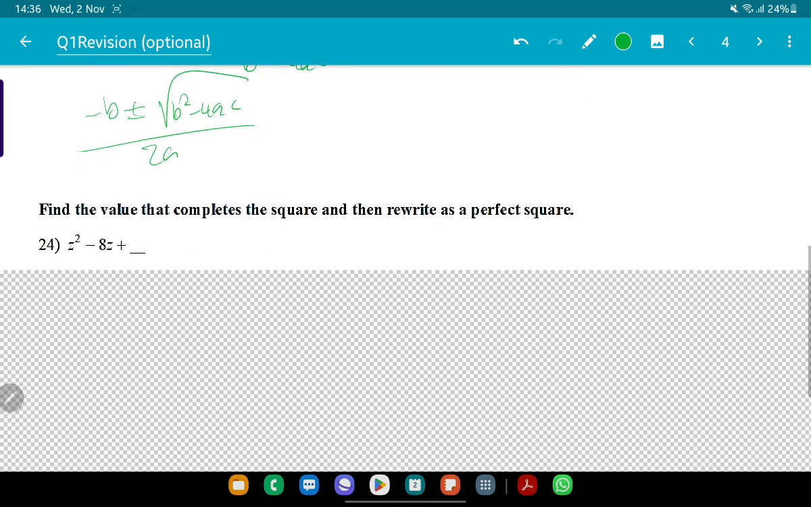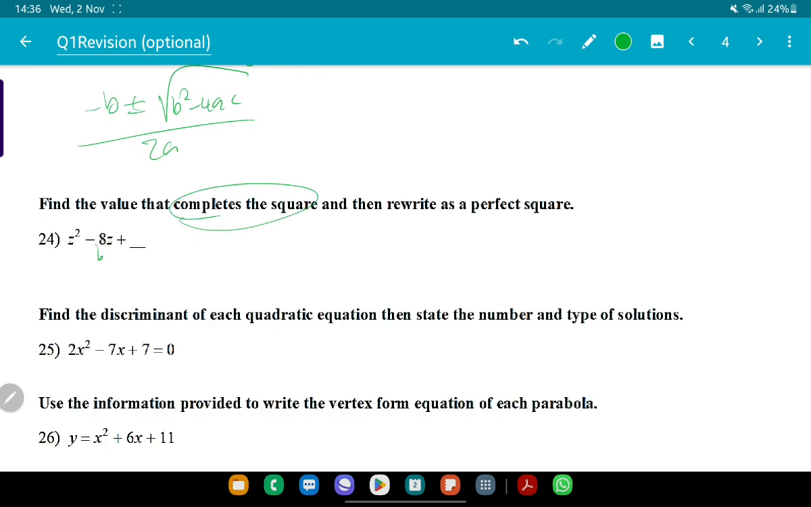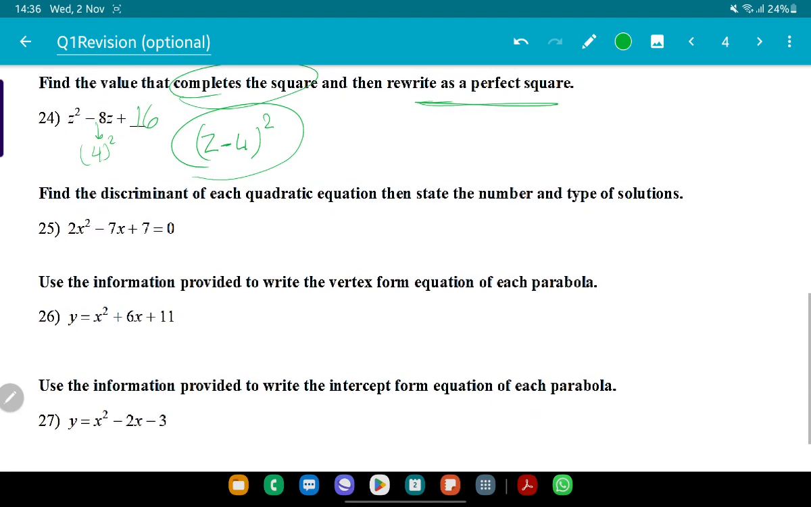To complete the square, half 8 is 4, squared 16. Okay, then to rewrite this as a perfect square, open a bracket squared, this is z, and this is negative, and 16 from 4, then this is the answer. Find the discriminant, it means b squared minus 4ac. If it's greater than 0, it's 2 real. If it's less than 0, no real, or 2 imaginary. If it's equal to 0, it means we have 1 real.